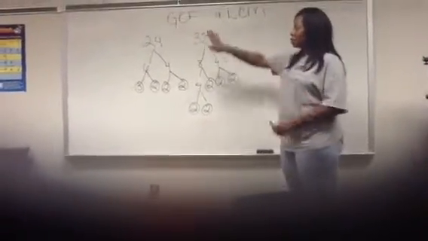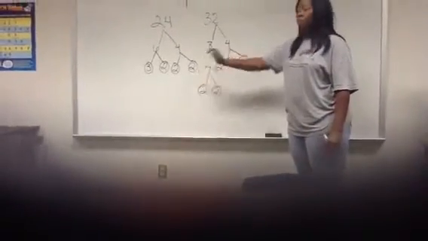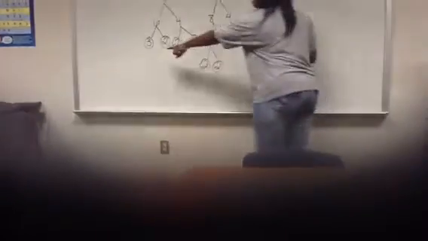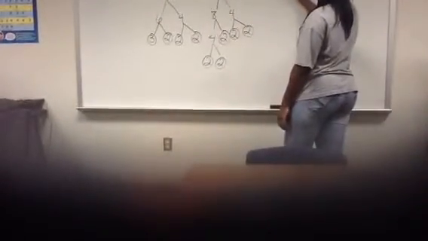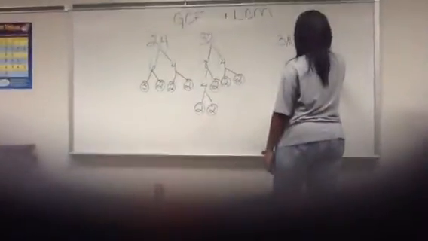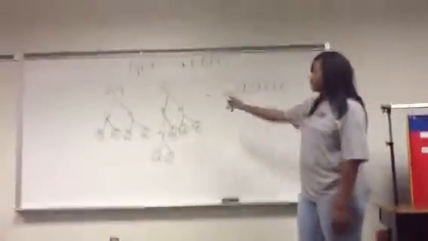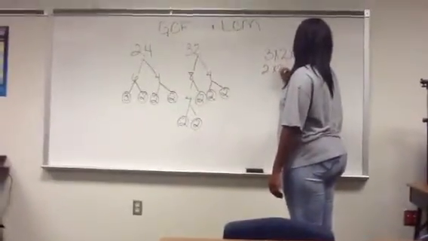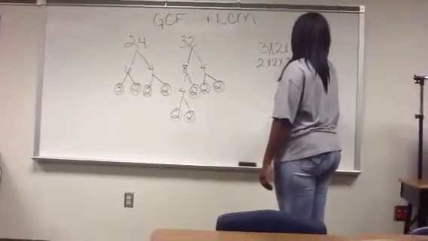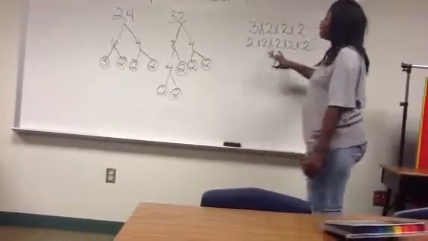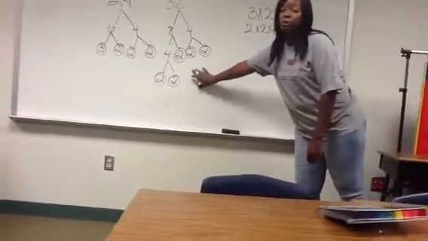All right, so my trees are already completed for 24 and for 32. I'm going to do the exact same thing. Take my circle numbers, write them down in a number sentence, and stack them on top of each other. Prime factorization for the number 24. Here's my prime factorization for the number 32.